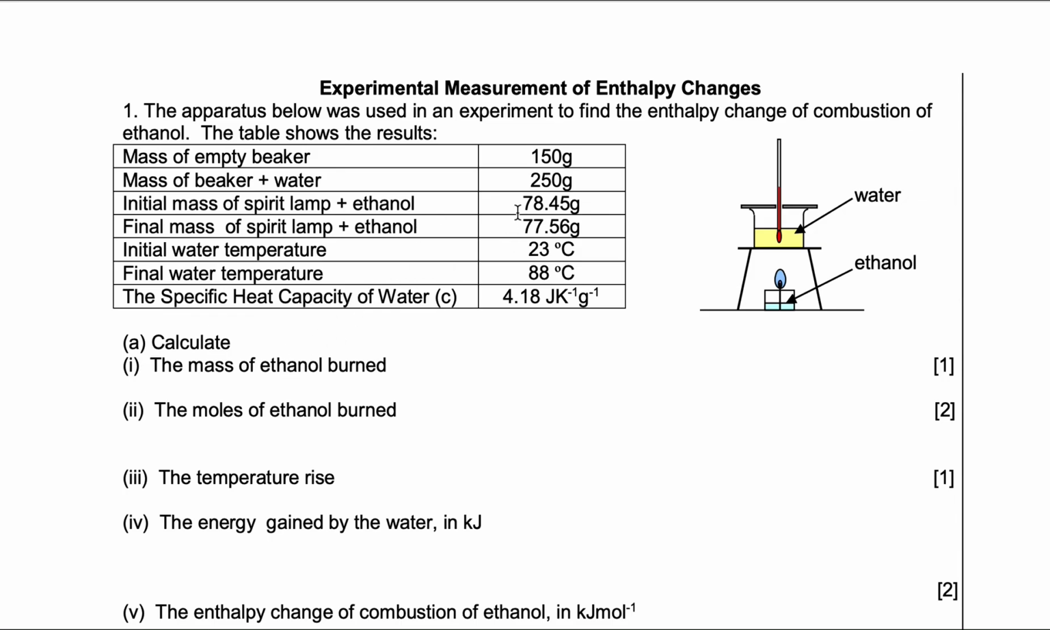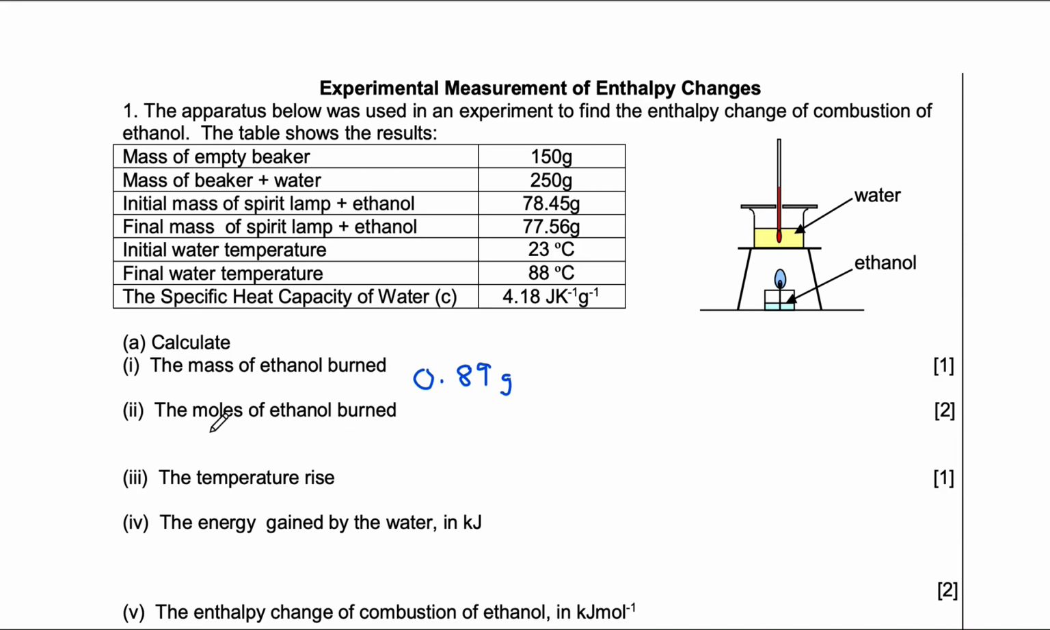Essentially what we need to do is work out the difference in mass of the spirit lamp and ethanol. So we're going to do the initial mass of spirit lamp plus ethanol, take away the final mass of spirit lamp plus ethanol. If I do 78.45 minus 77.56, I get an answer of 0.89 grams.